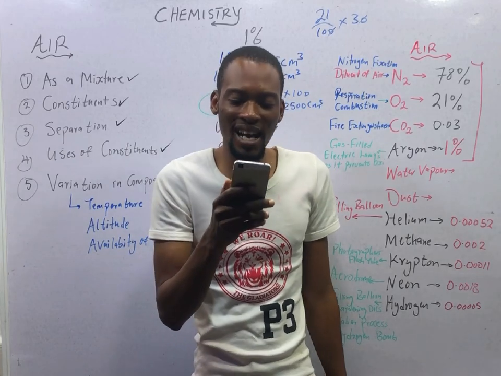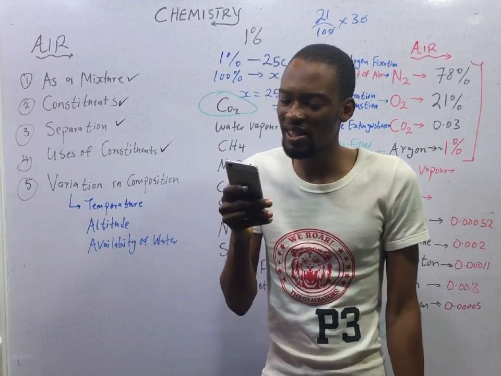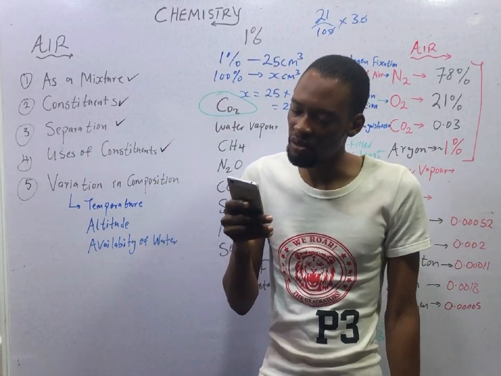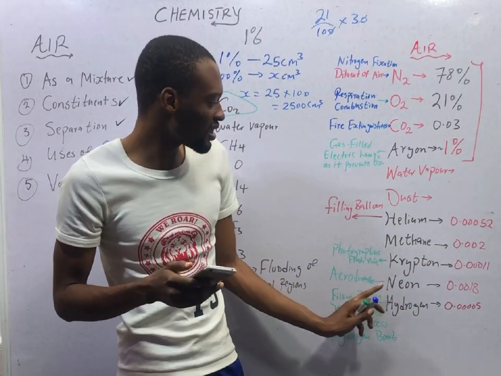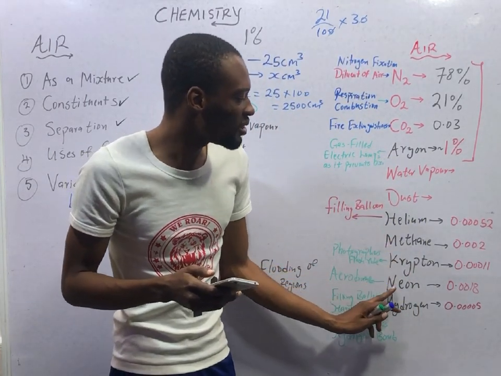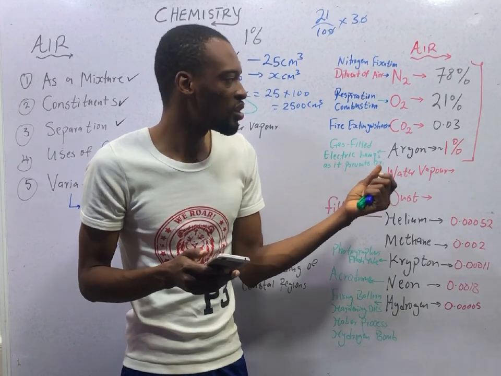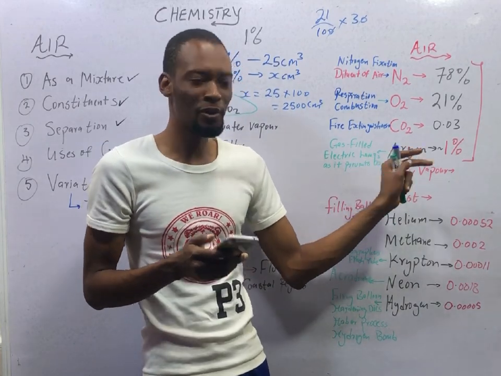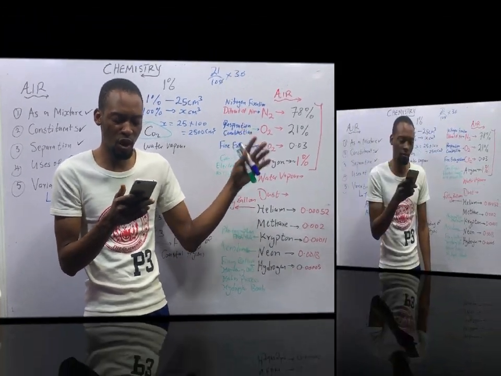They can disrupt cellular or metabolic processes. Which of the following noble gases is commonly found in the atmosphere? Argon is commonly found. As you can see, helium, krypton, and neon are in very, very minute quantity. But argon is approaching 1%. So argon is more common.